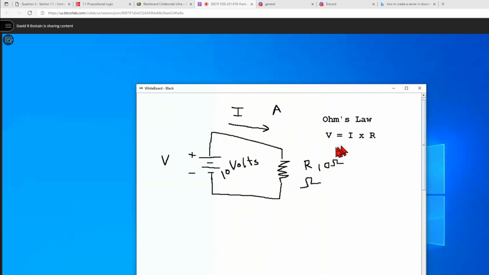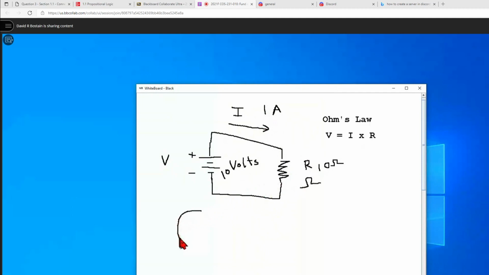Because V is equal to IR, we simply take the volts, bring the R to the other side, and divide it into it. 10 volts divided by 10 ohms means we have 1 ampere of current flowing in the circuit.